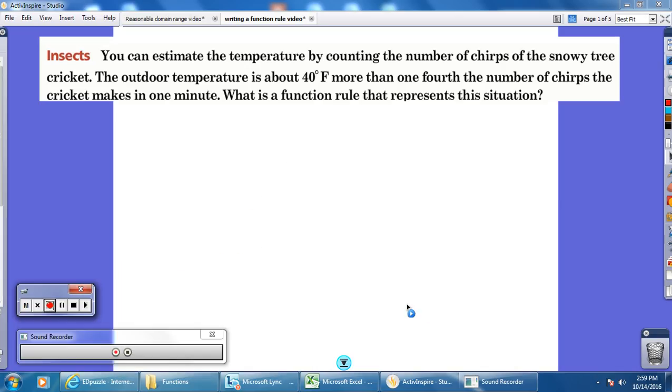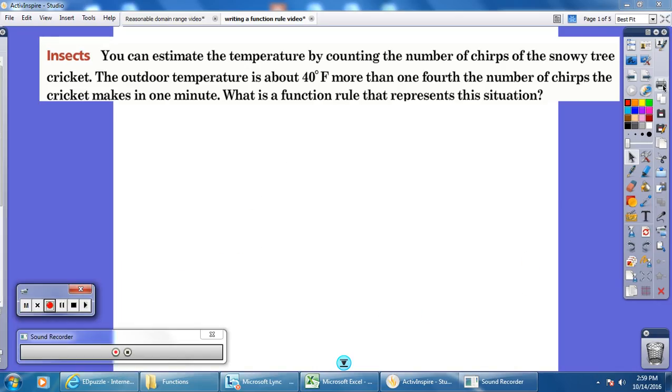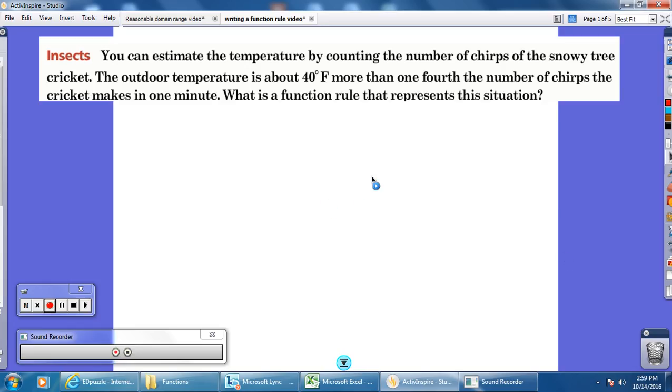So here we go. So now we're going to talk about how to write a function rule, okay? Now we've done this already. I've given you many clues. We've talked about power words. We've talked about how to read the sentence and pull out the important parts. So here, this is about insects. You can estimate the temperature by counting the number of chirps of the snowy tree cricket.